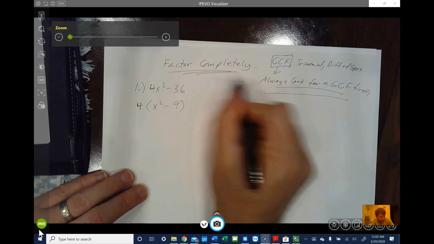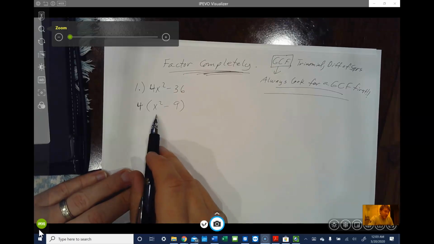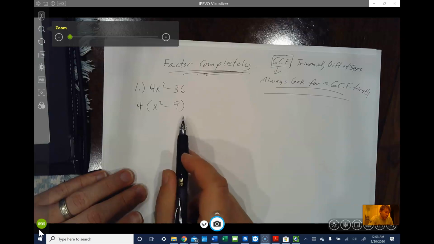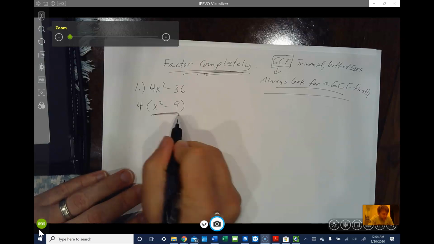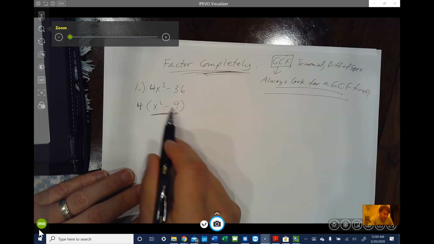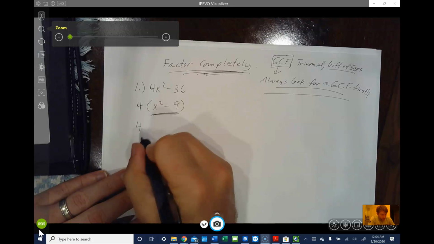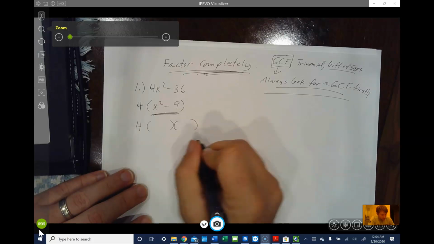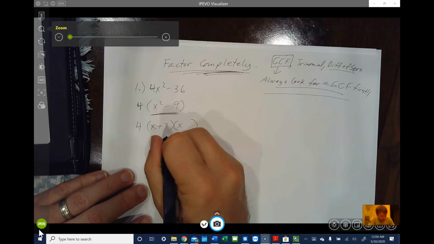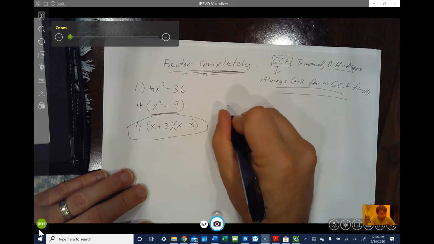But factor completely means that I look at what I just did and I say, can I do even more? Can I factor what's left? Can I factor it more than I already have? And I can, because look at it. This is what we just saw. It is a difference of squares. So this 4 comes down, it comes along for the ride. But this part will break down even further. The square root of x squared is x and x. The square root of 9 is 3 and 3. So plus 3 minus 3. This is factored completely. Let's try another.